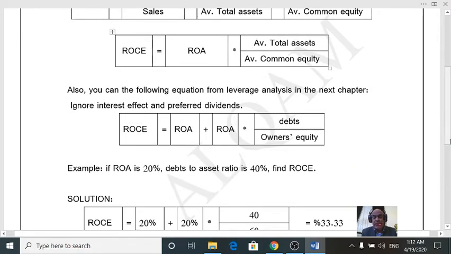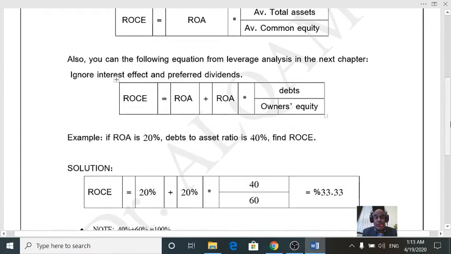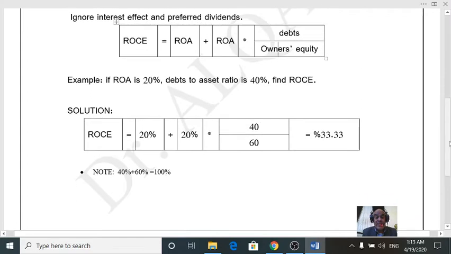Also, we have another equation. We can get it from the leverage analysis in the next chapter. If we ignore the interest effect and the preferred dividends effect, return on common equity equals return on assets plus return on assets multiplied by debt over owner's equity. The two equations, this equation and this equation, will give you the same answer.